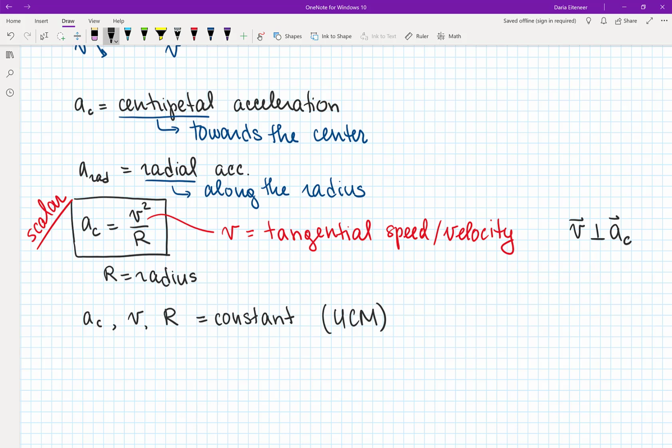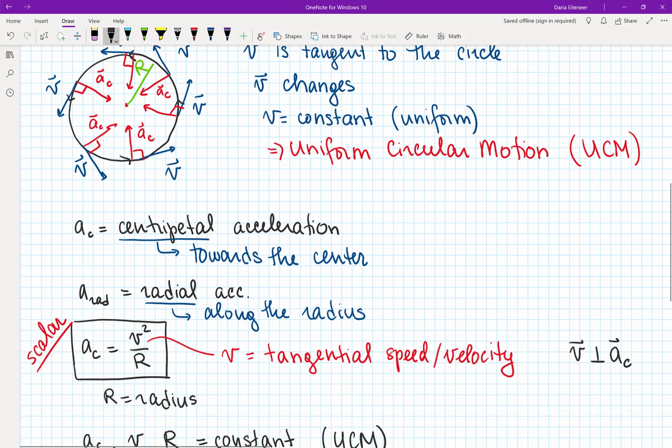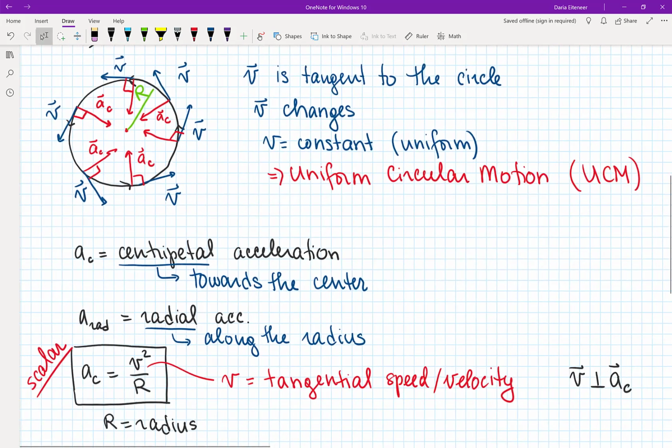So for now, this is all you need. You need to be able to draw velocity vector tangent to the circle. You need to be able to define centripetal acceleration and draw the vector perpendicular to the velocity vector. And you need to be able to calculate centripetal acceleration, which is a scalar calculation. And all of those quantities that go into that calculation are also scalars.